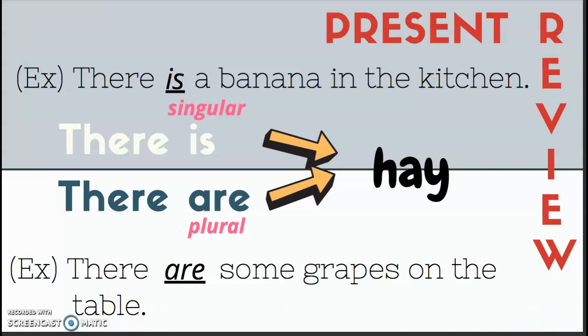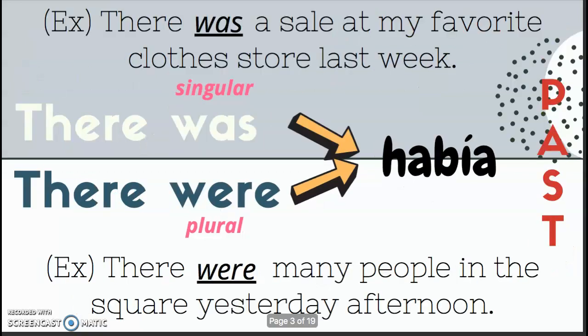So, with that in mind, we are going to learn how to use this in the past, el pasado, okay? So, in the past, instead of there is, we say there was. So, there was a sale at my favorite clothes store last week. And last week means la semana pasada. Okay, and this is singular.